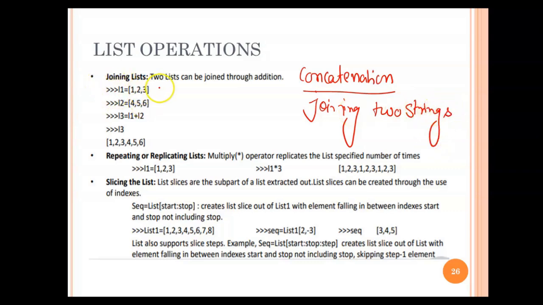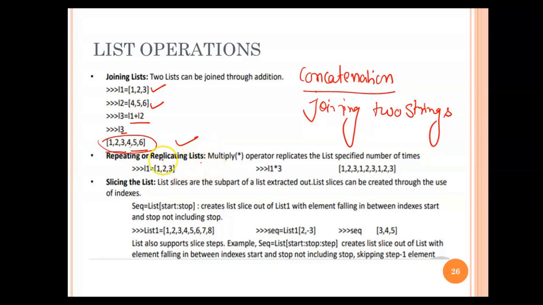Now please check it. We have L1 is equal to 1, 2, 3. We have L2 is equal to 4, 5, 6. Then L3 is equal to L1 plus L2, merged, and then we are displaying L3. So in L1 you have 1, 2, 3, in L2 you have 4, 5, 6. Can you see both are concatenated? Done.